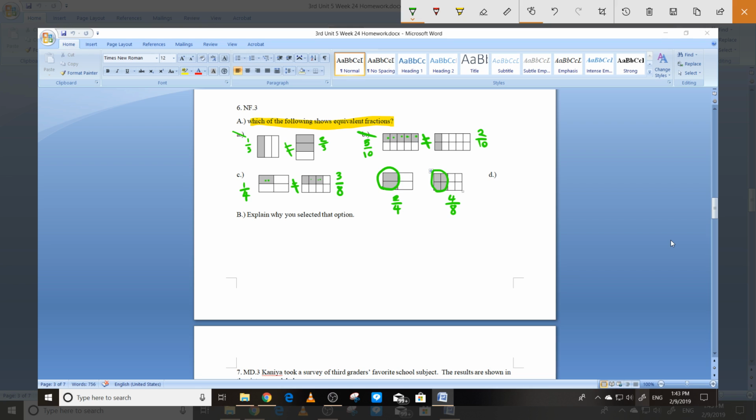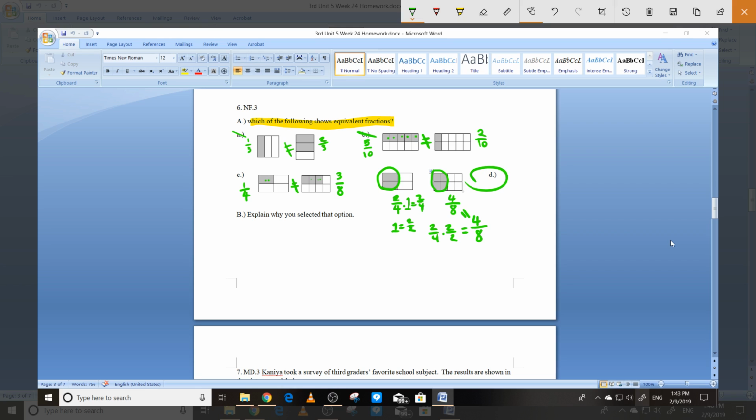To go a step further, remember I told you 2 over 4 times 1 would still be 2 over 4, and 1 is the same as 2 over 2. So 2 over 4 times 2 over 2 will not change the value. 2 times 2 on top is 4. 2 times 4 on the denominator side is 8. See how that is the same number as the shape on the right side. That is why D is correct.